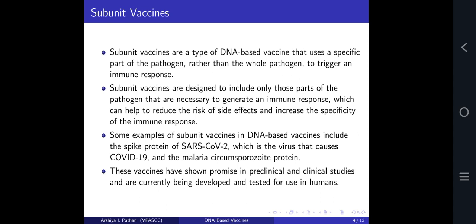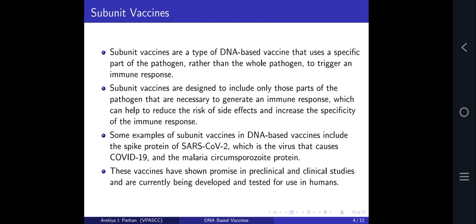Next, we go through the types of DNA based vaccine. First, subunit vaccine. Subunit vaccines are a type of DNA based vaccine that use a specific part of a pathogen rather than the whole pathogen to trigger an immune response. Subunit vaccines are designed to include only those parts of the pathogen that are necessary to generate an immune response, which can help to reduce the risk of side effects and increase the specificity of the immune response.